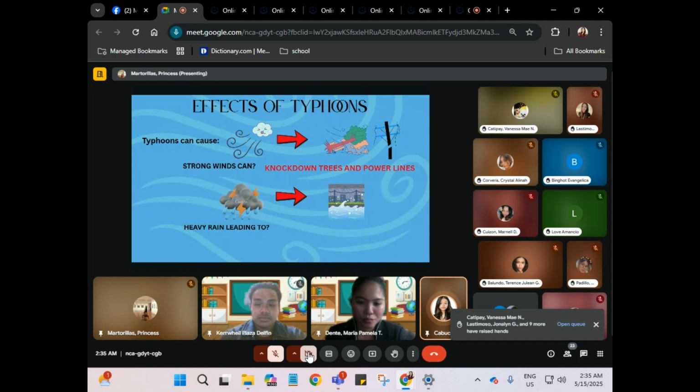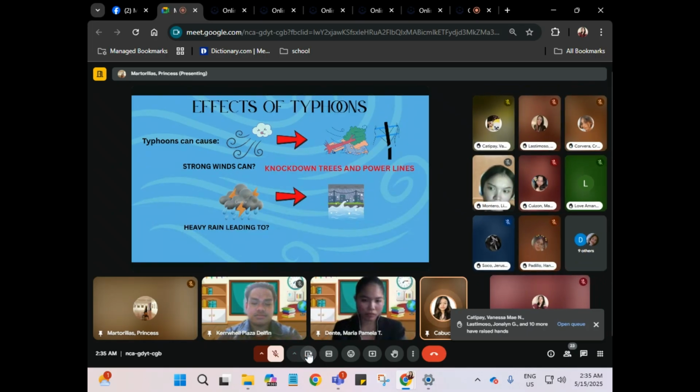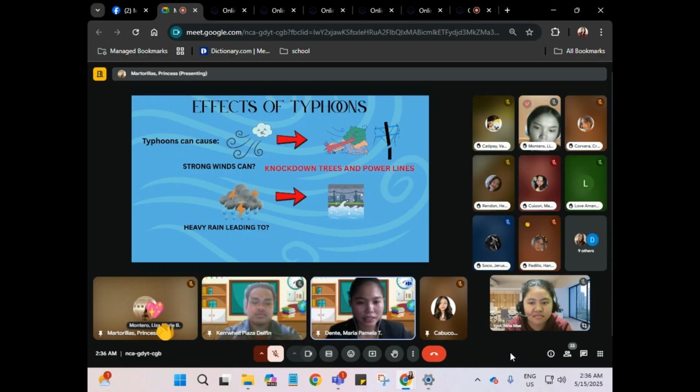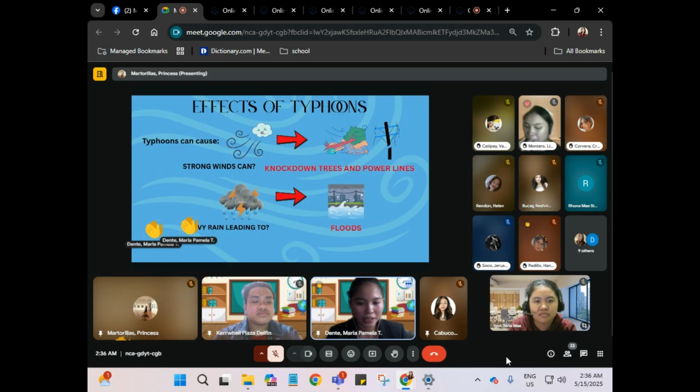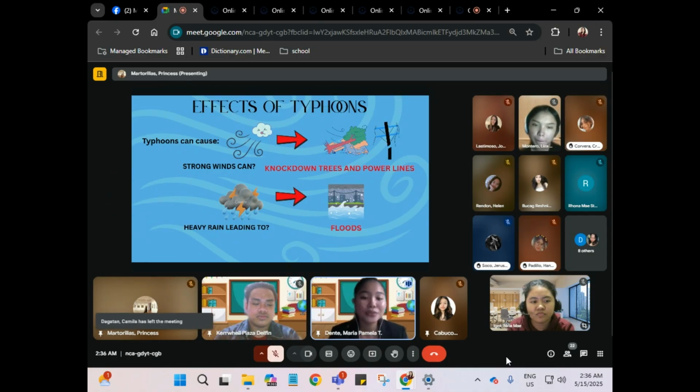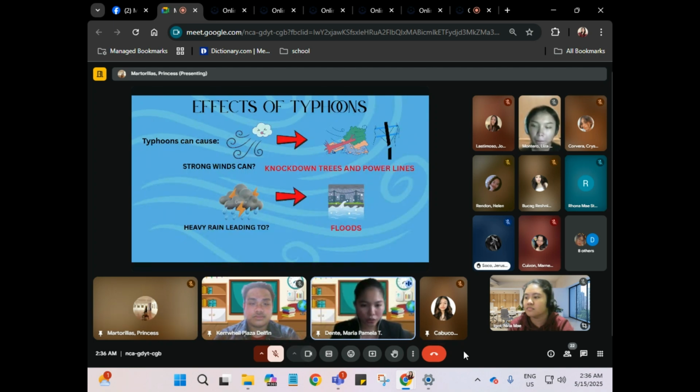Can I have Stella? Is Stella around? Okay, can I have Randon? Heavy rain leading to floods. Yes. Next slide, teacher. Yes. Correct. Very good. So, heavy rains from typhoons can lead to flooding. This happens when too much rain falls and rivers or canals overflow because they can't hold all the water anymore.